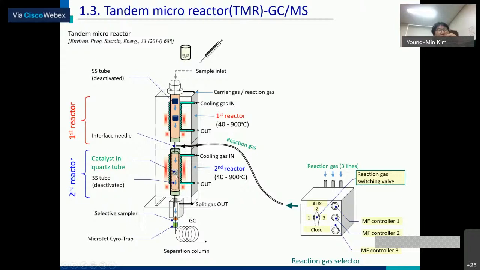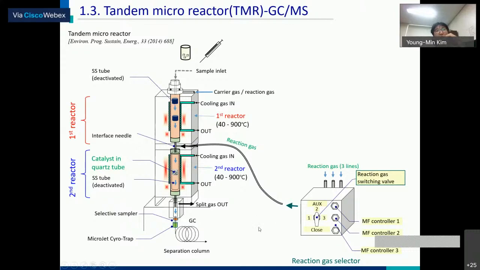You can adjust the temperature of the catalytic bed, in my case 400, 500, 600, something like this. Also, you can adjust the amount of catalyst, so you can see the effect of catalyst to sample ratios. The final product can be transported to the capillary column, and by the separation, you can detect the products with the attached single quadrupole mass spectrometer.